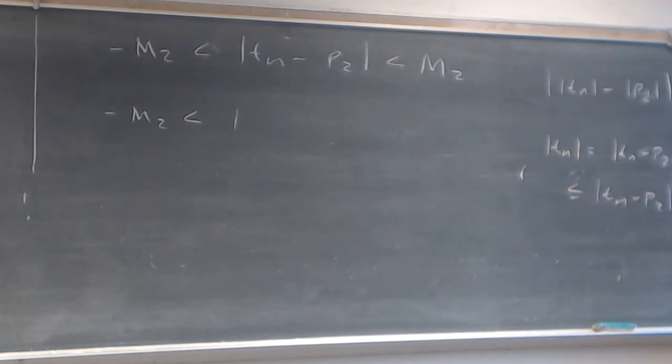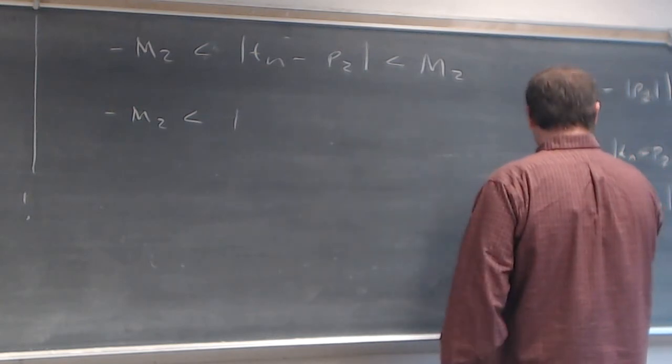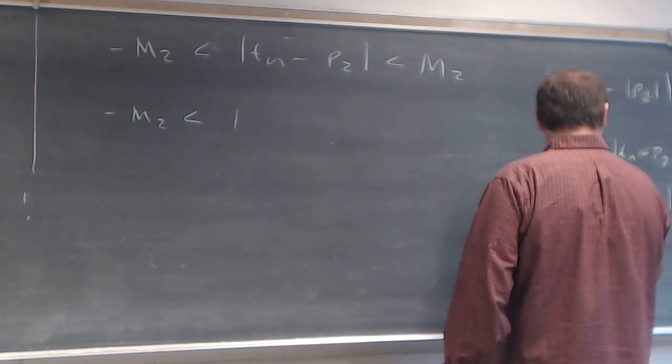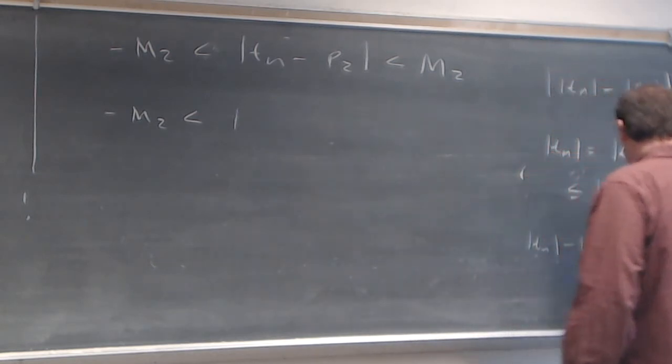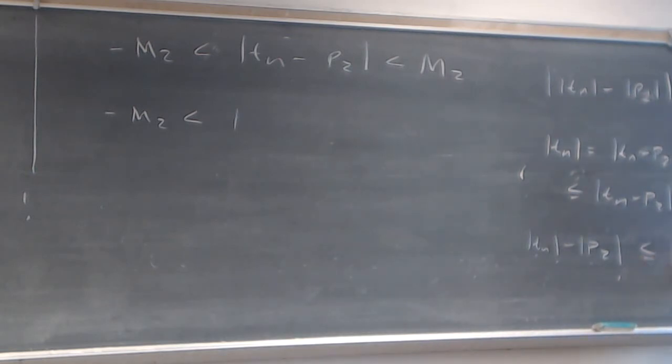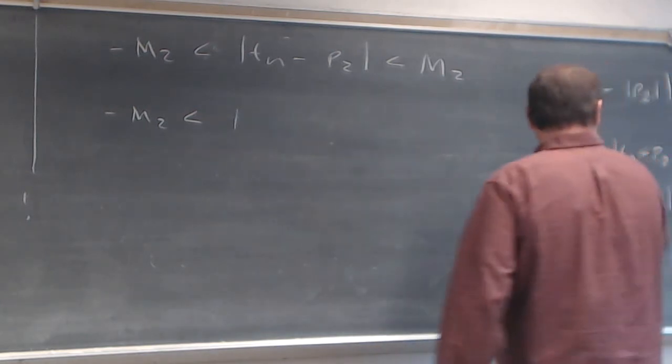Is that okay with everybody? Okay. And so that says that the absolute value of T sub n minus the absolute value of P sub 2 is less than or equal to the absolute value of T sub n minus P sub 2. Isn't that right? Okay. Now this is a real number, and this is a real number. Is that all right with everybody? Okay, so I've got that statement, and I'm going to leave that as is right now. So this is a true statement.